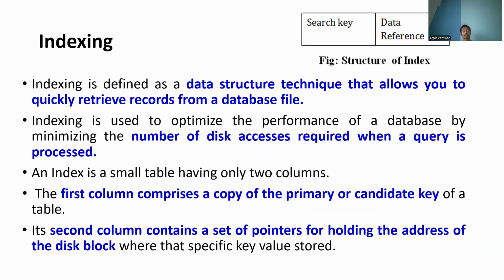Indexing is defined as a data structure technique that allows you to quickly retrieve records from the database file. An index is a small table having only two columns. The first column comprises a copy of the primary or candidate key of the table, and the second column contains a set of pointers holding the address of the disk block where the specific key value is stored.